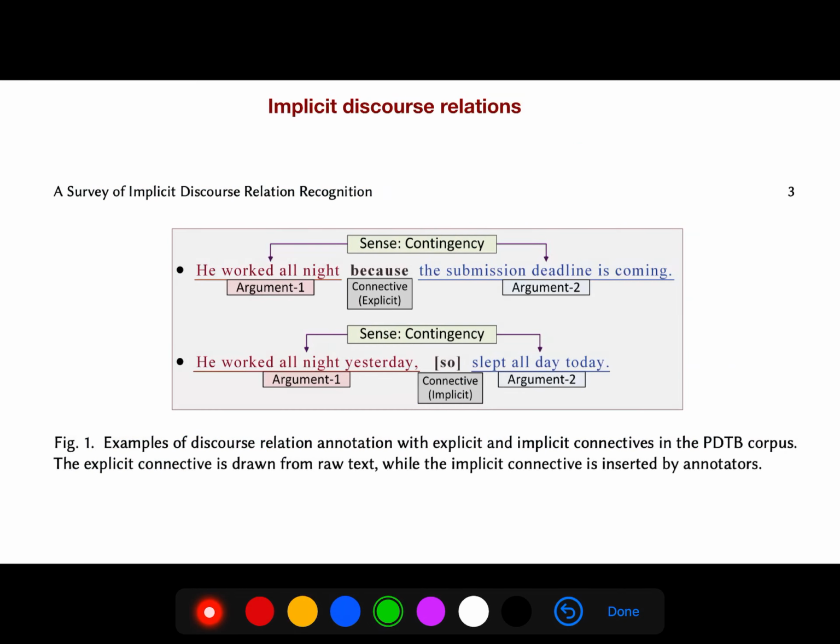So this is a very good article, a survey of implicit discourse relation. And you have implicit discourse relations. For example, one sentence is a contingency for another sentence or argument, let's say. The submission deadline is coming. And we have this connective, because. So this is just an example of an implicit discourse relation, what we mean by that.